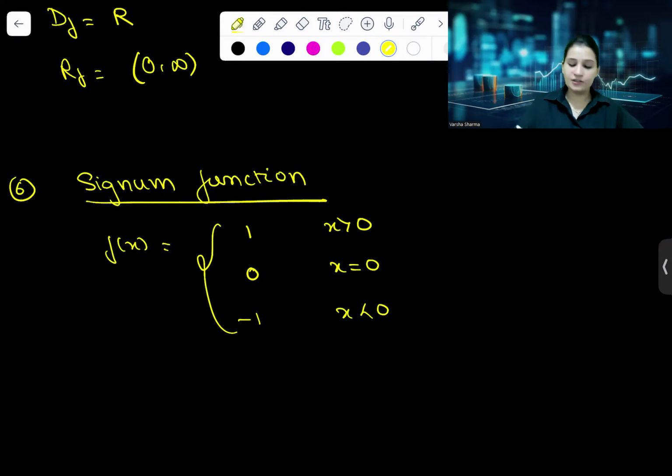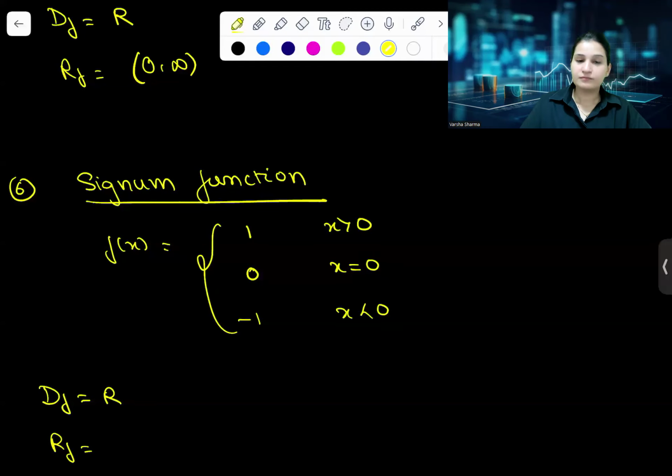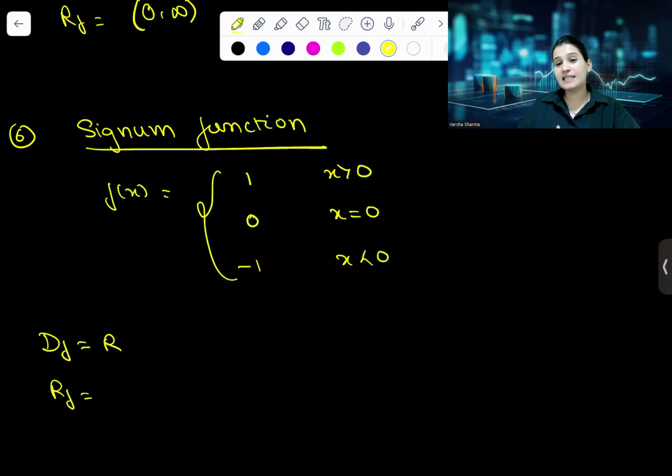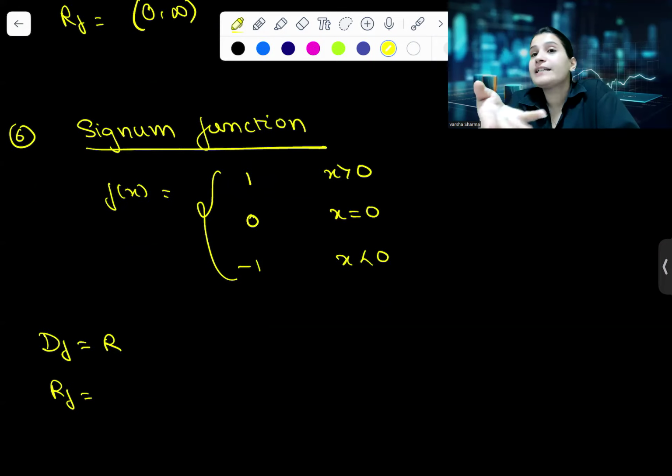Agree? So here, what is the domain? What are the values of x that I'm allowed to put? All real numbers. What is my range? What are the answers that we are supposed to get here? What are the answers that we can expect in this function? Minus 1, 0, and 1. Very good. These are the only 3 answers I can get.